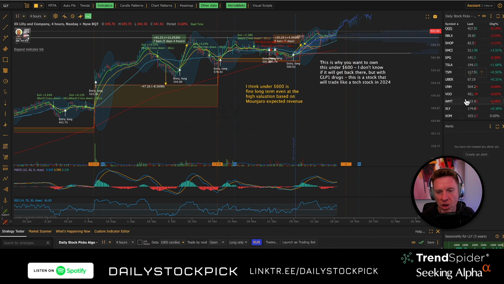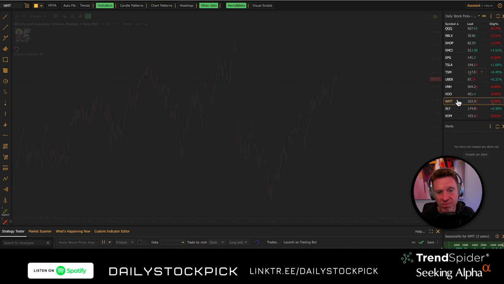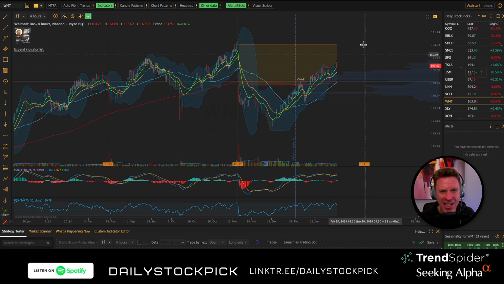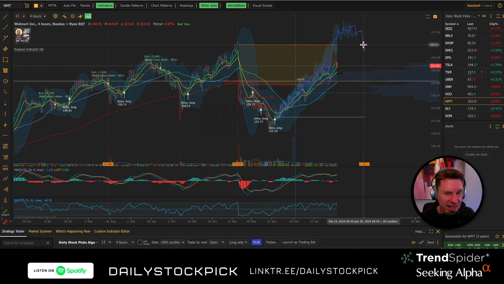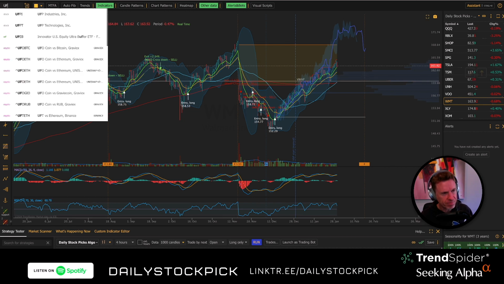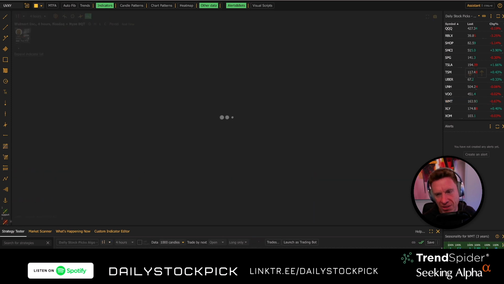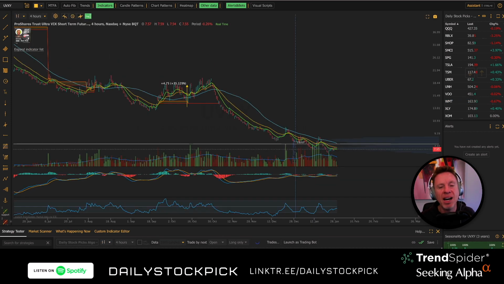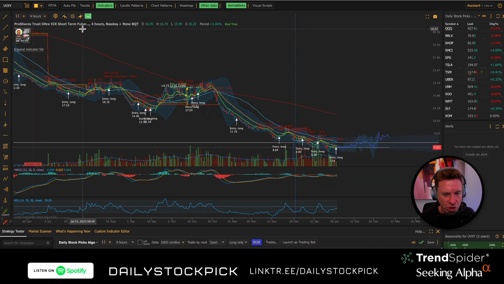Walmart, we're going to fill that gap. We're just going to 168, I think it is, 168, 169, just to fill up the gap. That's it. UVIX is one that crossed up, and this is a triple-levered ETF on the VIX. This is not an investment. This is one that you trade, 754, but you can see we've lost it every time.